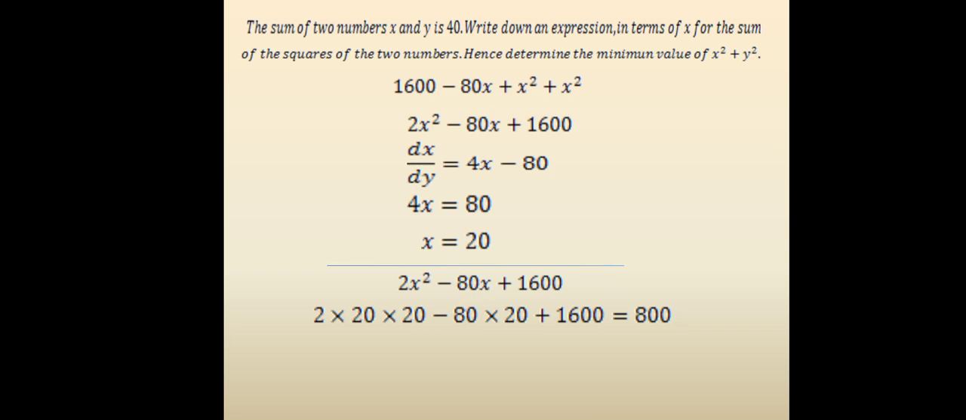The sum of two numbers, x and y, is 40. Write down an expression in terms of x for the sum of the squares of the two numbers. Hence, determine the minimum value of x² + y².